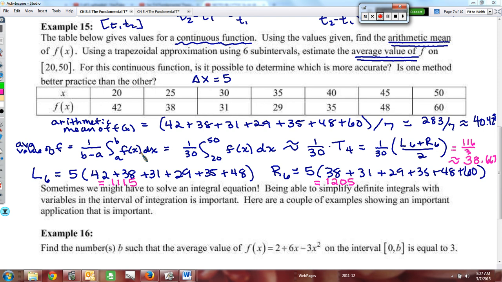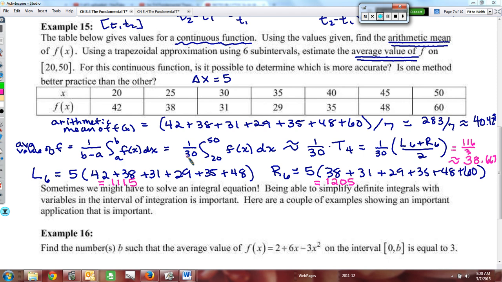So when we're looking at this idea of using our left and our right and then averaging together, this actually gets a fairly good representation of that area under the curve, which then multiplied by 1 over b minus a will give us what we feel is a good representation of the average value of f. So in terms of determining which would be more accurate, you wouldn't definitely know until we actually had the actual value and made a comparison.